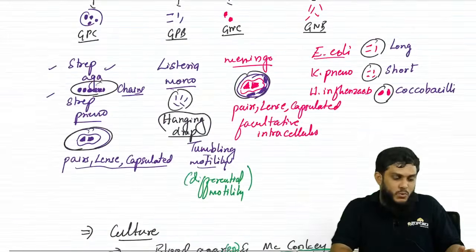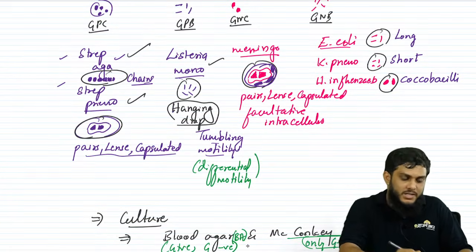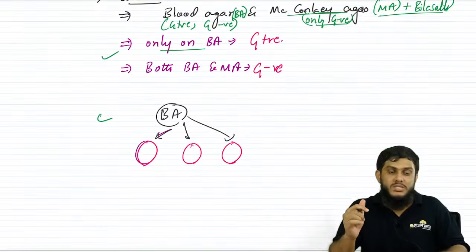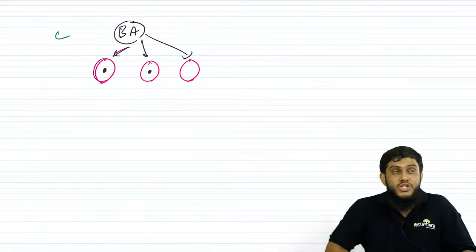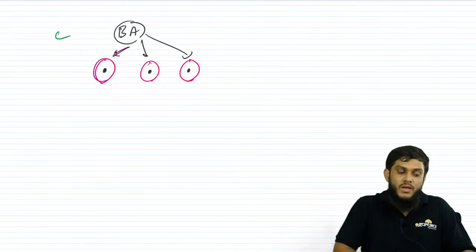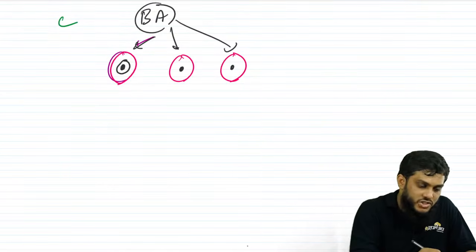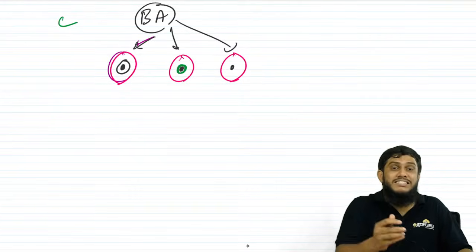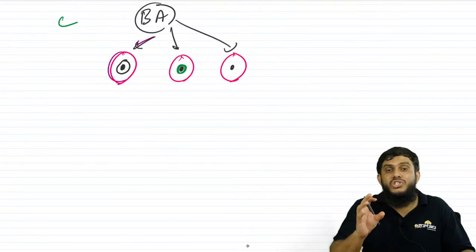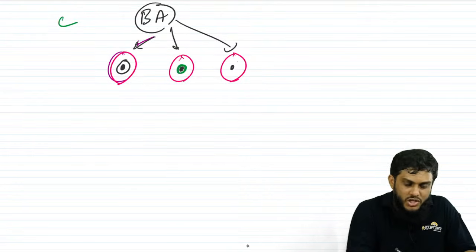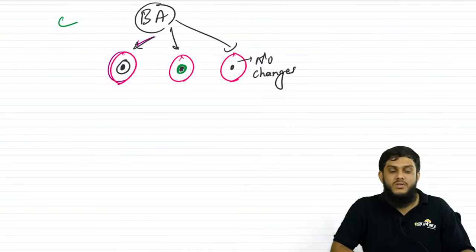And when we say gram positive, there are three possibilities: Streptococcus agalactiae, Streptococcus pneumoniae, and Listeria. This is the colony of Streptococcus agalactiae, this is the colony of Streptococcus pneumoniae, and this is the colony of Listeria. Streptococcus agalactiae shows a clear halo surrounding the colony, whereas Streptococcus pneumoniae shows greenish gray discoloration surrounding the colony. And Listeria shows no changes surrounding the colony.